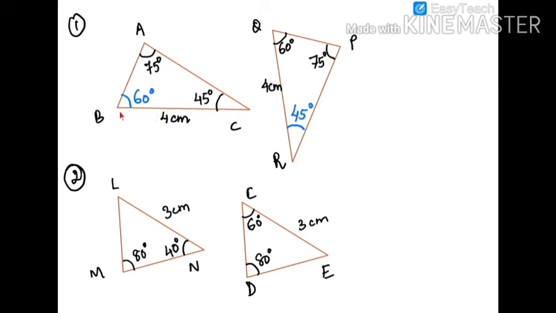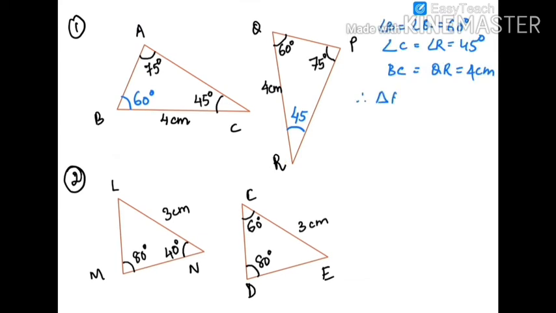So we have side BC equal to side QR. So now angle B is 60, angle Q is 60, BC is 4 centimeters, QR is also 4 centimeters, and angle C and angle R are equal to 45 degrees. So we have two corresponding angles and an included side equal in these two triangles. So triangle ABC will be congruent to triangle. Write down the correct order of the congruency.